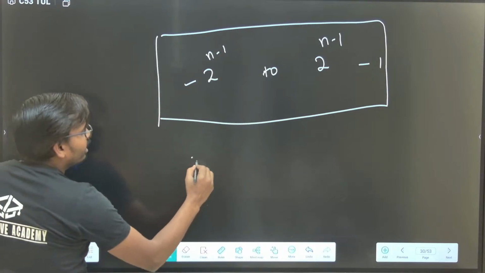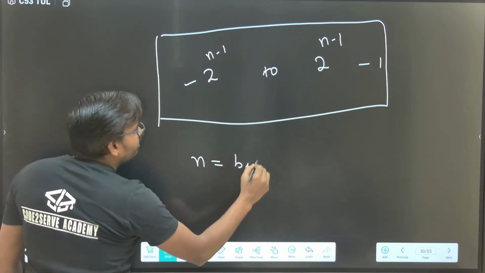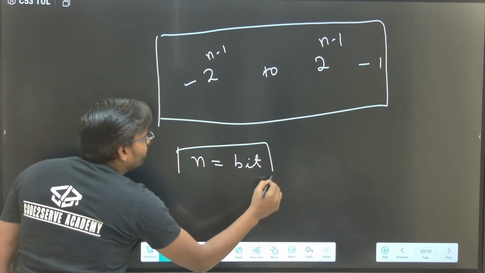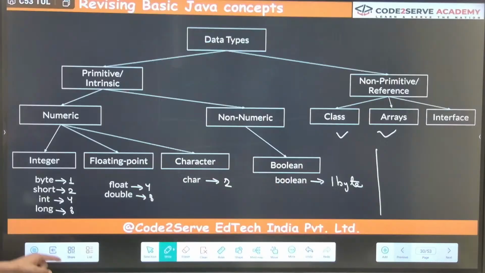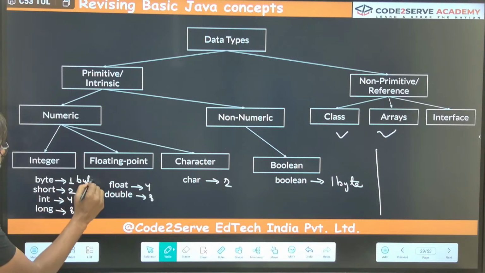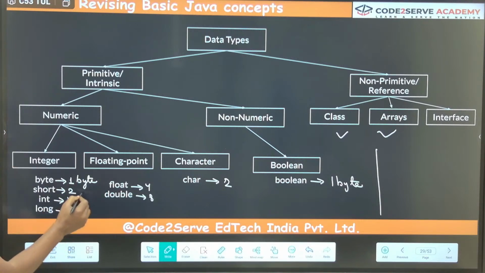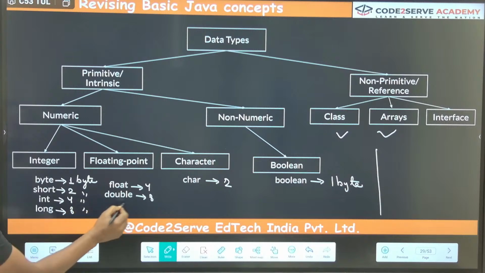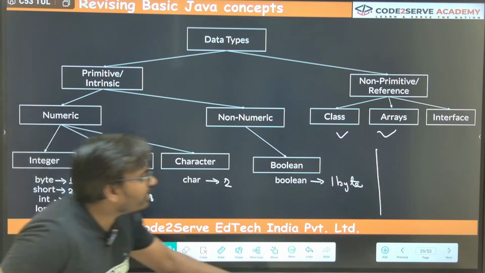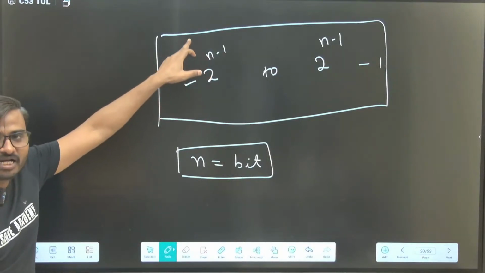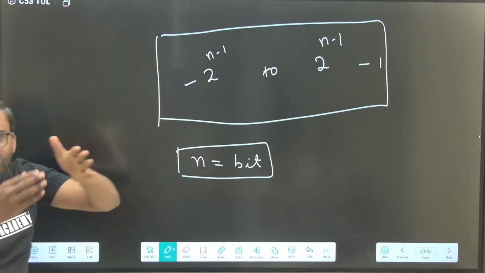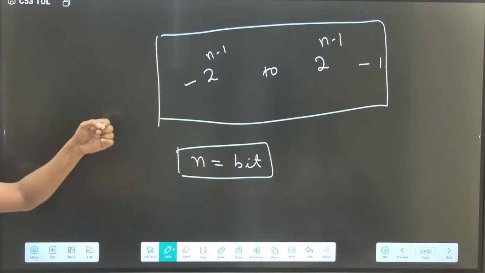Here n is bit, not byte. All what I have written is in byte: 1 byte, 2 byte, 4 byte, 8 byte. But if you use this formula, you have to convert it into bits, and then you will get the range of any type of data. One example I'll give you.